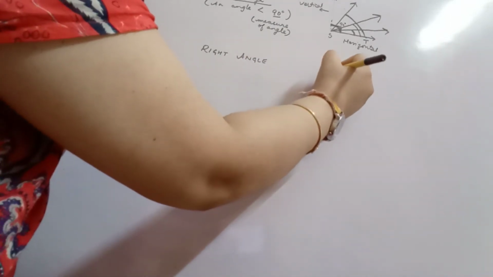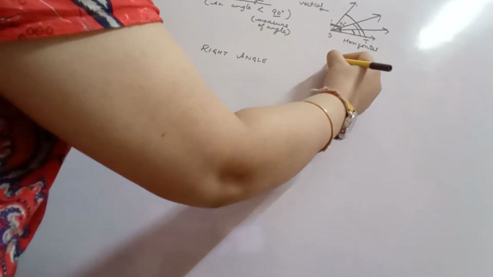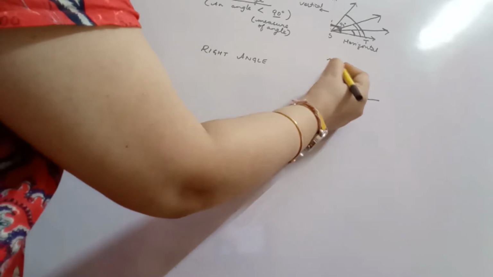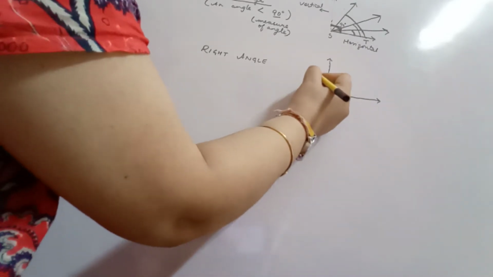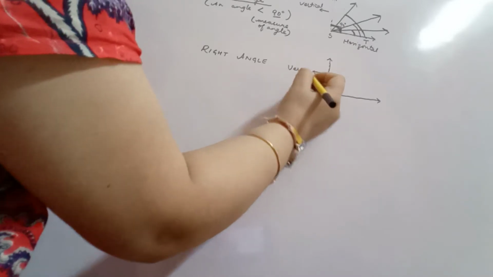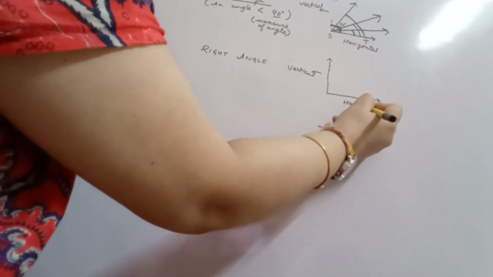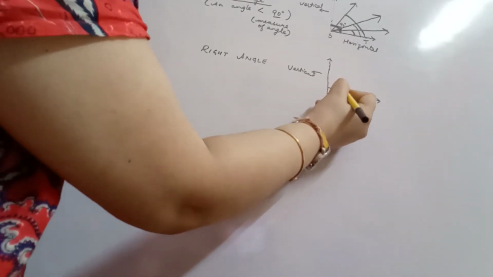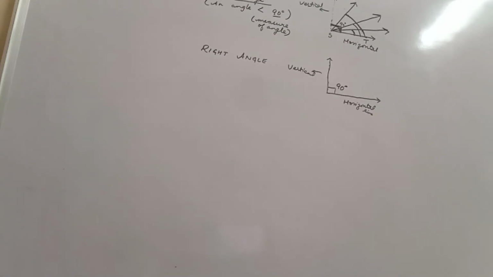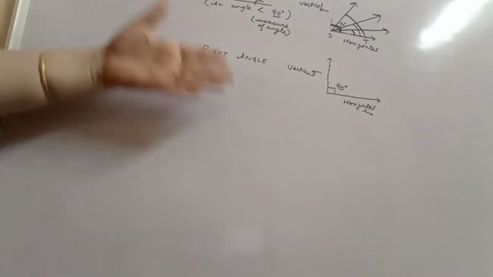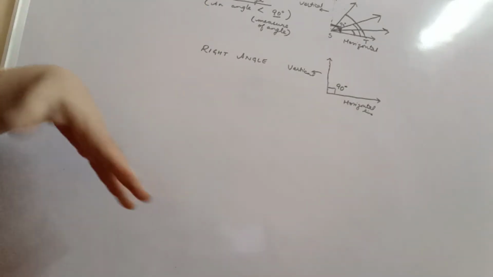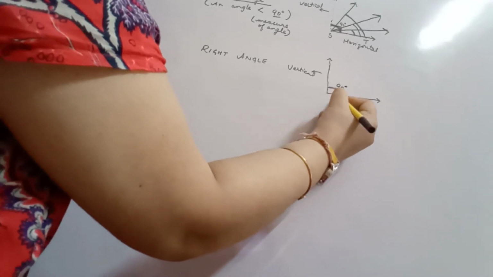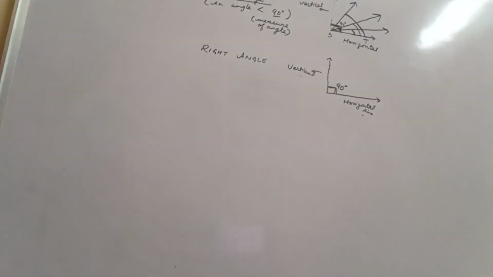Right angle, of course. I told you that the angle which is formed between a vertical and a horizontal line is a right angle. So before starting the chapter, you must know what the different types of angles are and how you name angles in different figures. So here, the 90-degree angle is the angle between a vertical and a horizontal line.